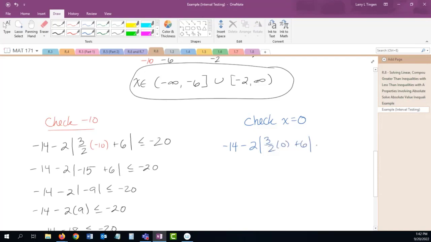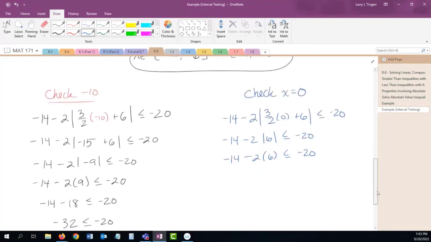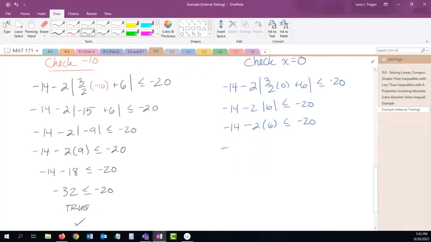3/2 times 0 plus 6 less than or equal to negative 20. I plugged in 0, so that means I'm looking at the absolute value of 6. Absolute value of 6 is 6. Careful not to do any math with the 6 until the absolute value has been removed. So it's negative 14. 2 times 6 is 12, so that's negative 14 minus 12 more. Negative 14 minus 12 is negative 26. Negative 26 is less than or equal to negative 20. That is true.